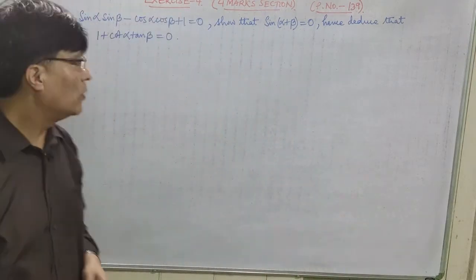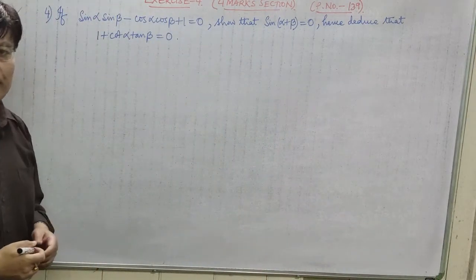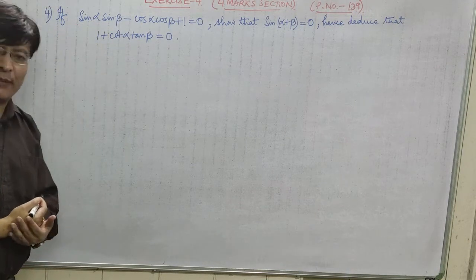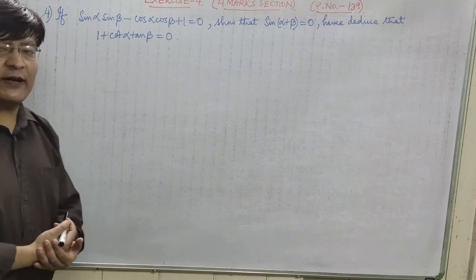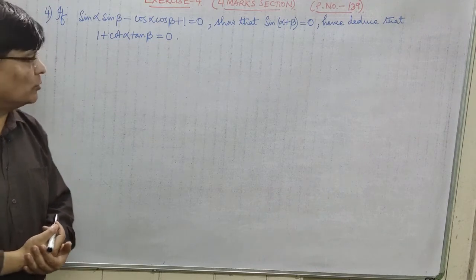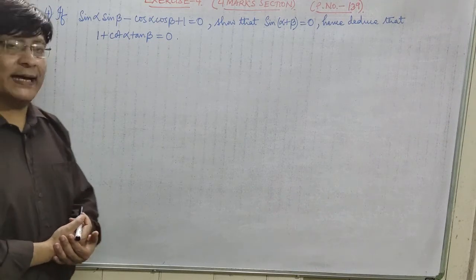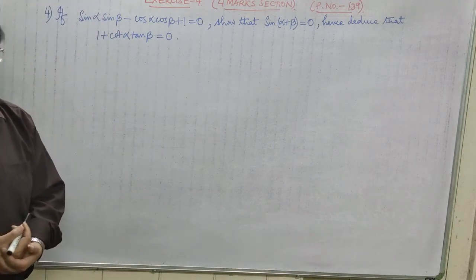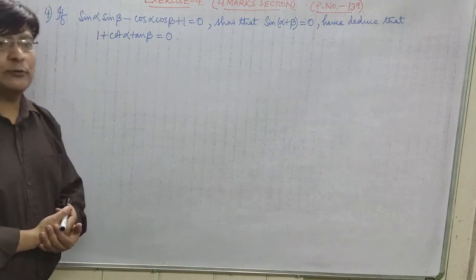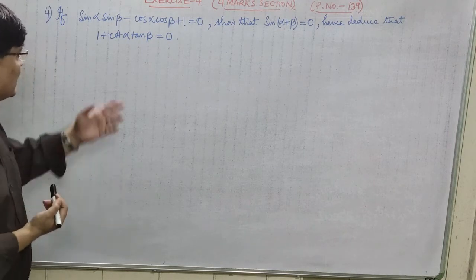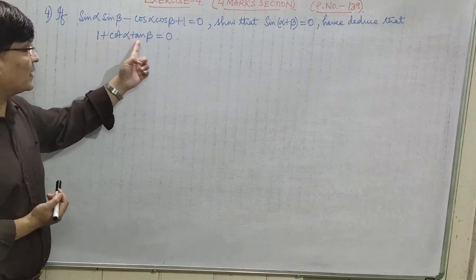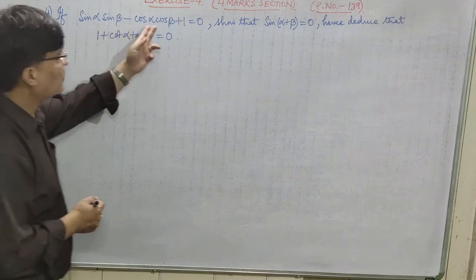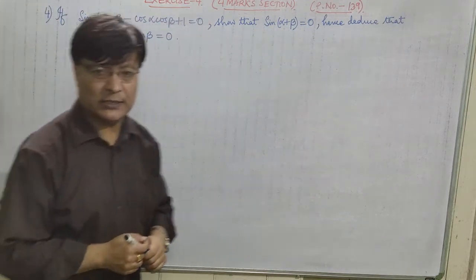So now we'll do the next question, that is question number 4. If sin alpha sin beta minus cos alpha cos beta plus 1 is equal to 0, you have to show that sin of alpha plus beta is equal to 0, and hence you have to deduce that 1 plus cot alpha tan beta is equal to 0. So from the given, you have to prove sin of alpha plus beta is equal to 0.